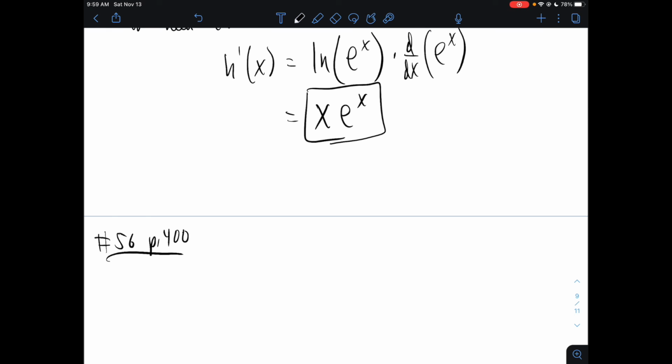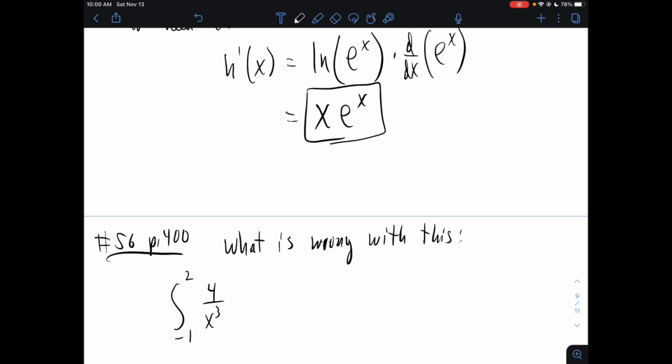Another short example to look at, number 56 on page 400, has this question. What is wrong with this? The integral from -1 to 2 of 4 over x cubed dx is equal to -2 divided by x squared, evaluated from -1 to 2, which ends up being 3/2. So you're given all of this, and they ask, what is wrong with that?